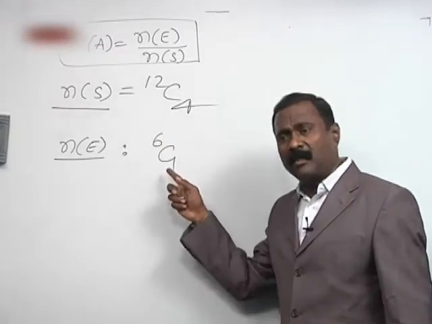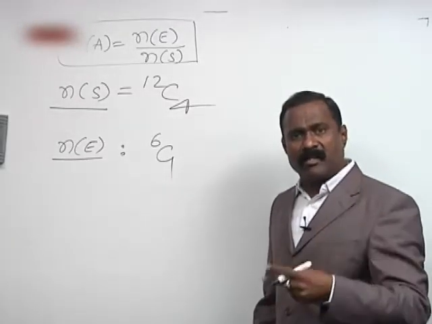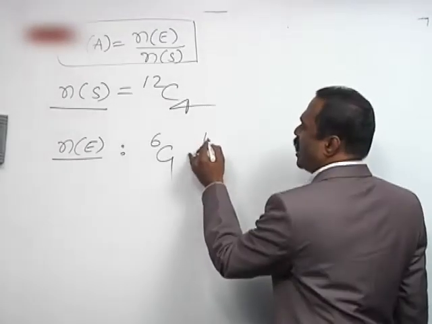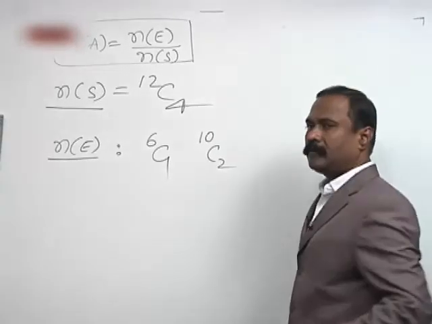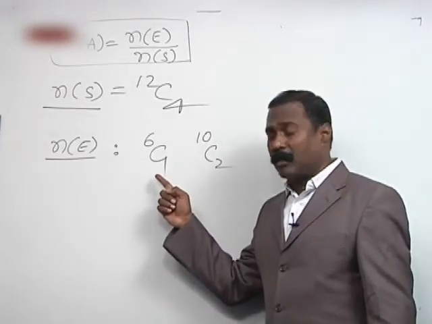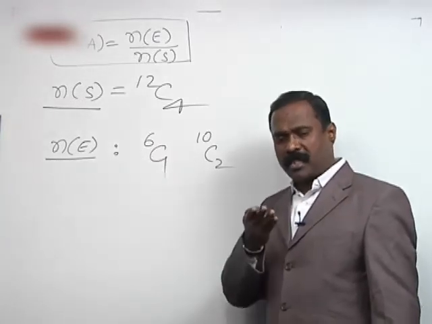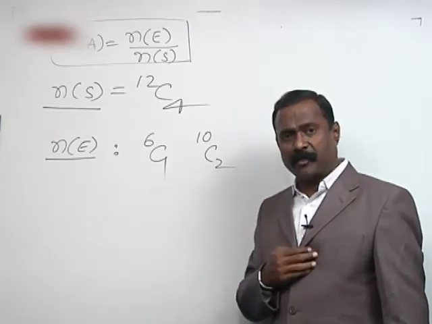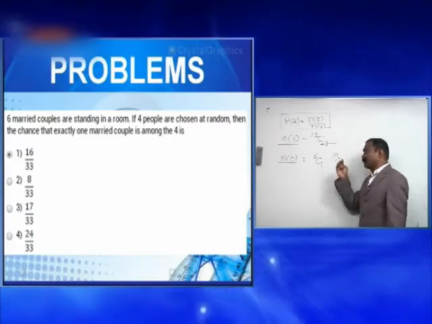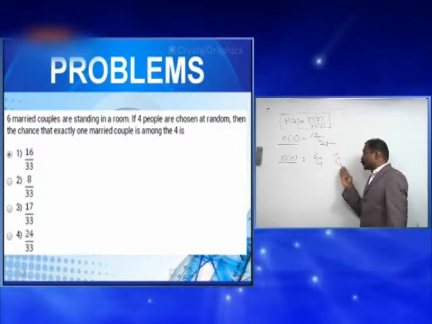How many are remaining? Here, one couple is taken from 12, 2 are taken, 10 are remaining. From 10, I'll take 2. This one is nothing but a couple. So 2 are taken. Total, how many persons are there? 12 persons are there. From 12, I have taken 2. How many are remaining? 10. But I have taken only 2. I need 2 more. That is why those 2 are taken from 10.